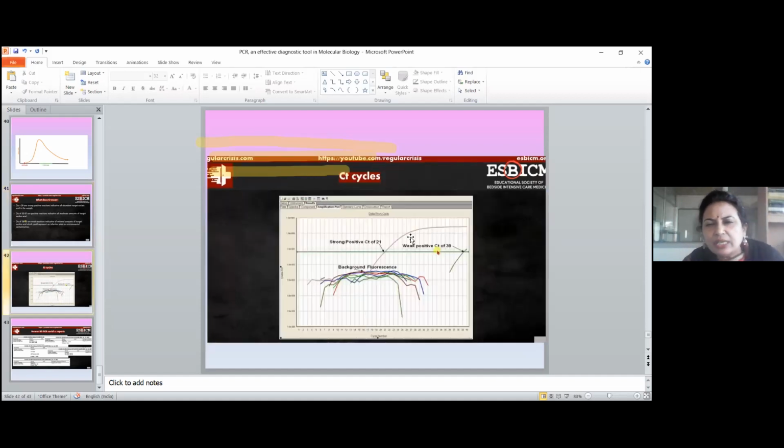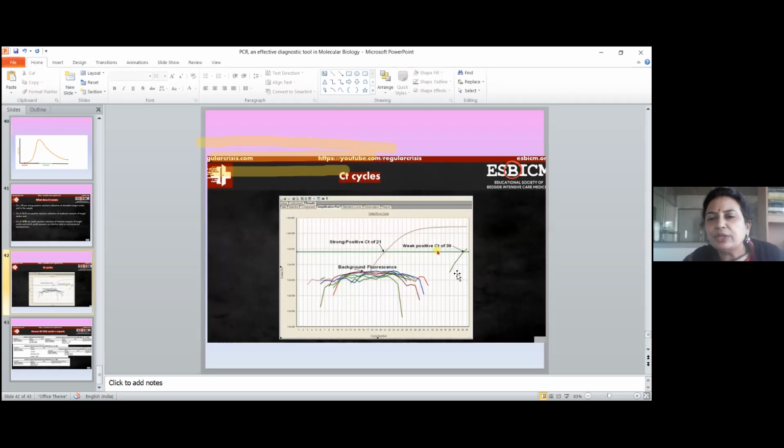Now, as you can see in this diagram, there is a threshold level and you can see background fluorescence and all. And suddenly, here we see a strong positive, CT of 21. So suddenly, at the end of 21 cycles, a strong peak is generated. That means a strong fluorescent signal is generated. It indicates that after 21 cycles, the reaction was positive. That means 21 cycles were required for amplification so as to show a positive reaction.